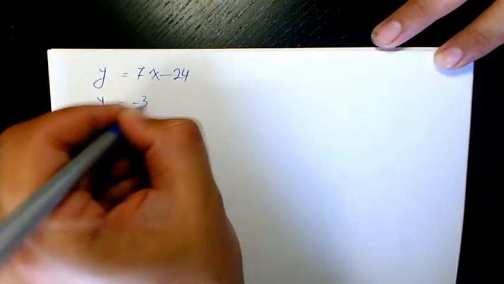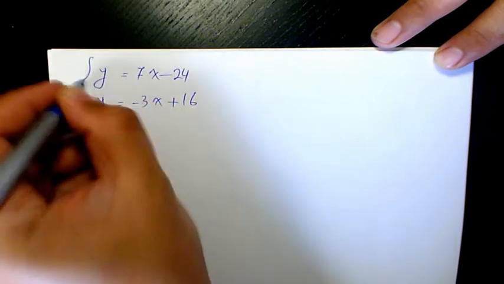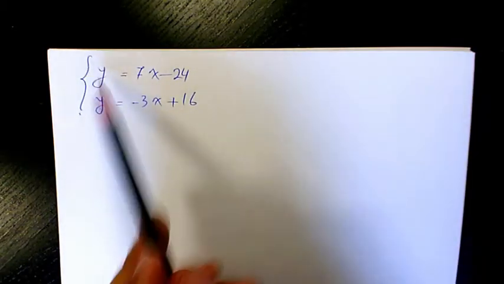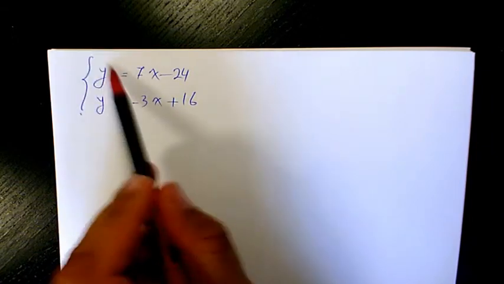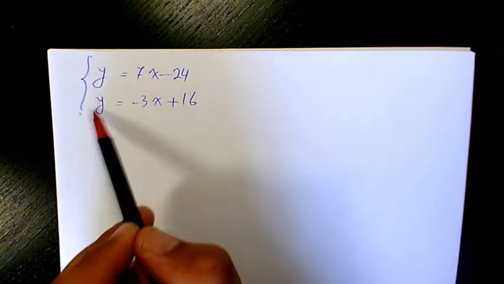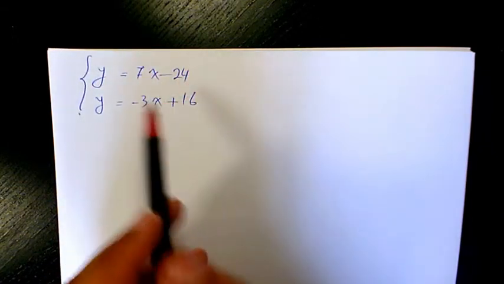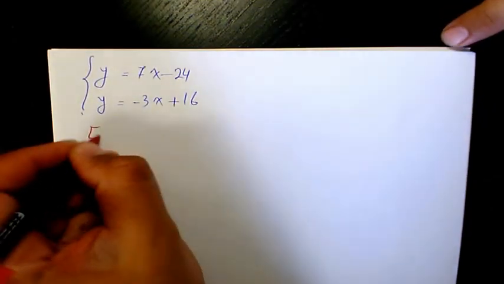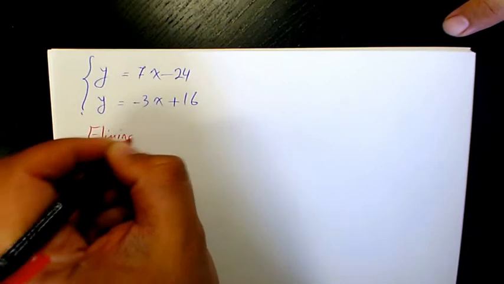y equals 7x minus 24. y equals negative 3x plus 16. Now, in this kind of example, when y is isolated in both equations, whenever the left hand side or the right hand side of two equations are the same, it means that the other side is the same as well. So I'm going to call it the tricky elimination method.